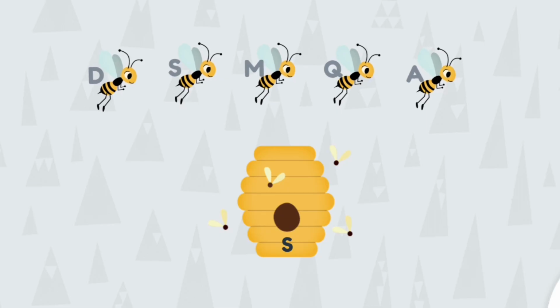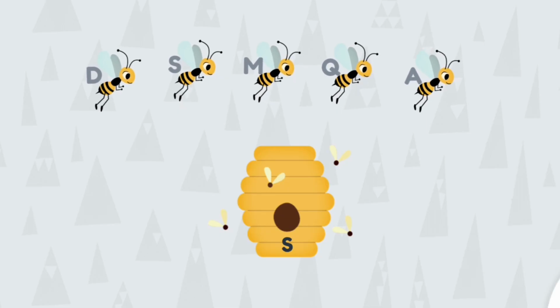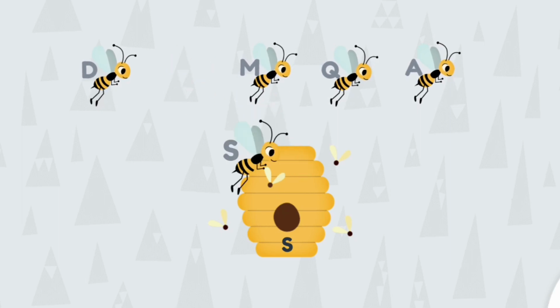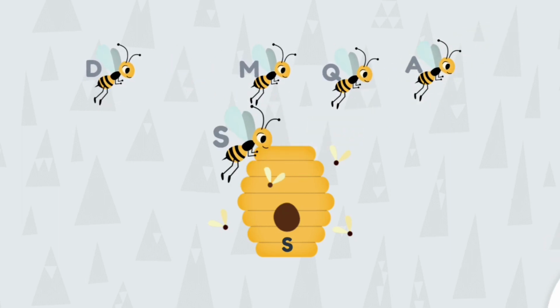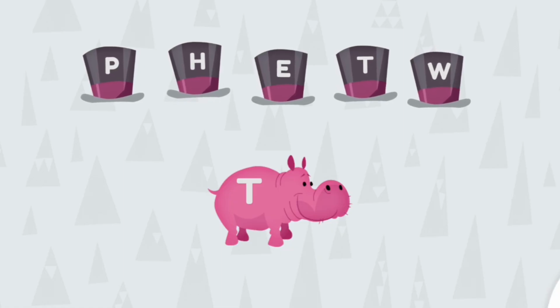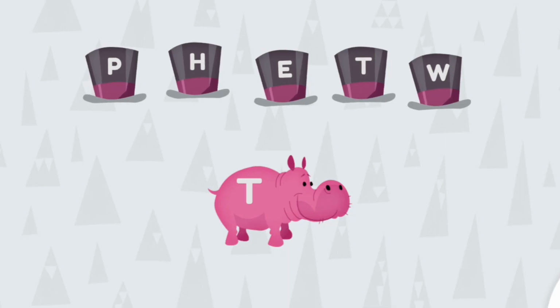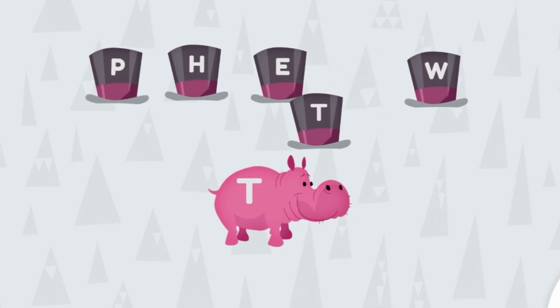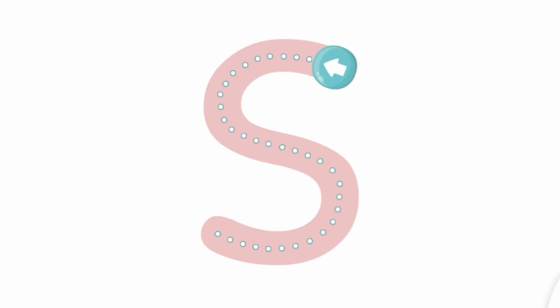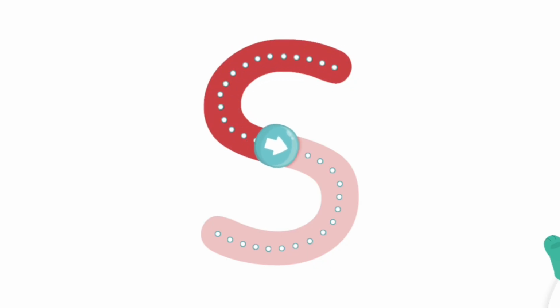Help the bee with the letter S. Fly to the hive. S. Great job! Put the hat with the letter T on the hippo. T. Awesome! Trace the uppercase letter S. Great! You traced the letter S.